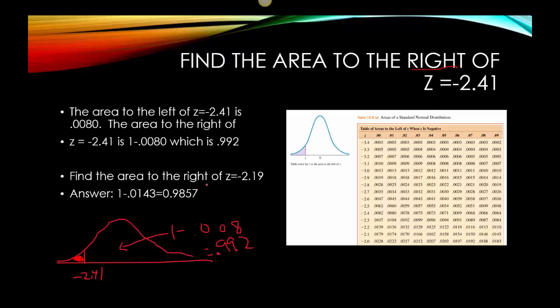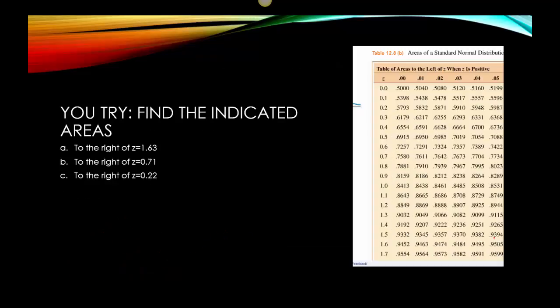Let's try to find the area to the right of this time negative 2.19. So here's negative 2.1, and then I go all the way over to get to the 9, and it gives me 0.0143. Every time I go to the right, I'm always subtracting from 1. So 1 minus 0.0143 gives me 0.9857.